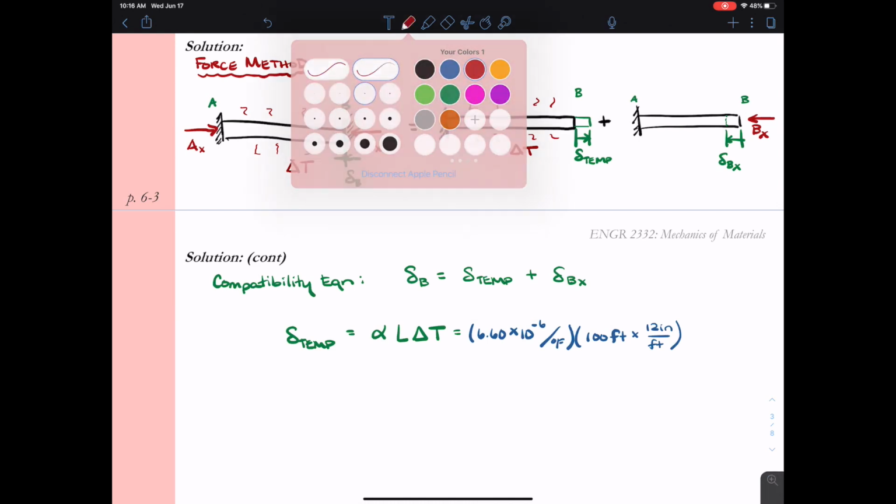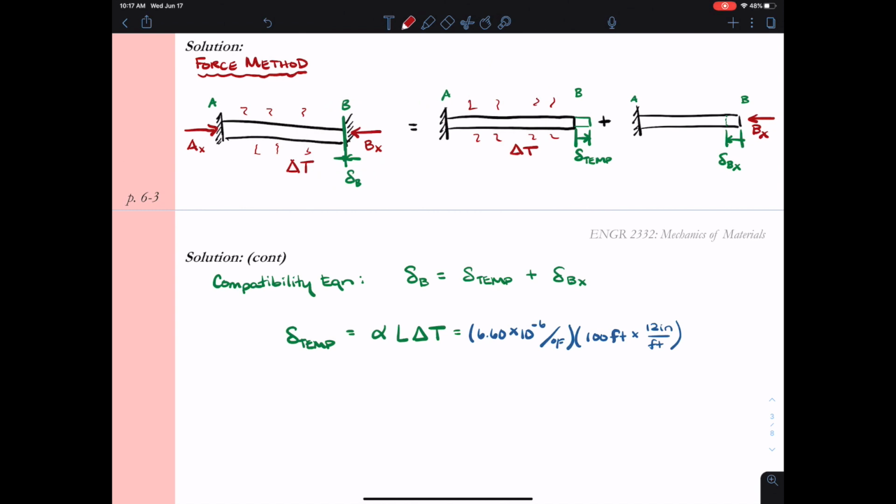And finally, I'll multiply by my change in temperature, and since I'm heating it up, I will use a positive 50 degrees Fahrenheit. The positive will indicate that delta temp is increasing. The deflection due to the temperature change is increasing because a positive temperature change will cause expansion in the member.